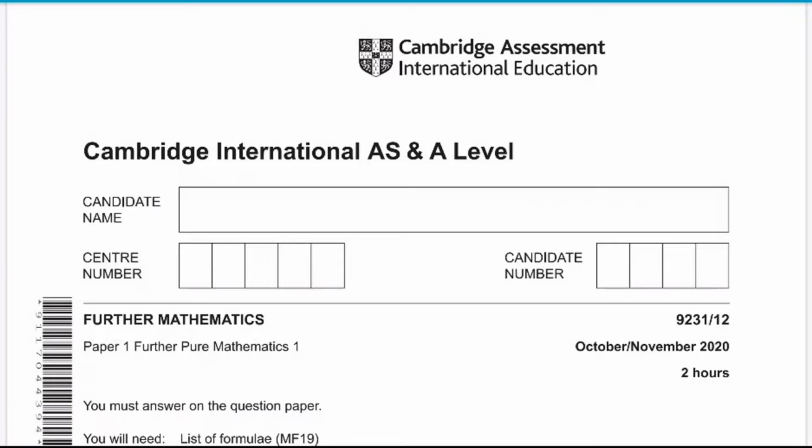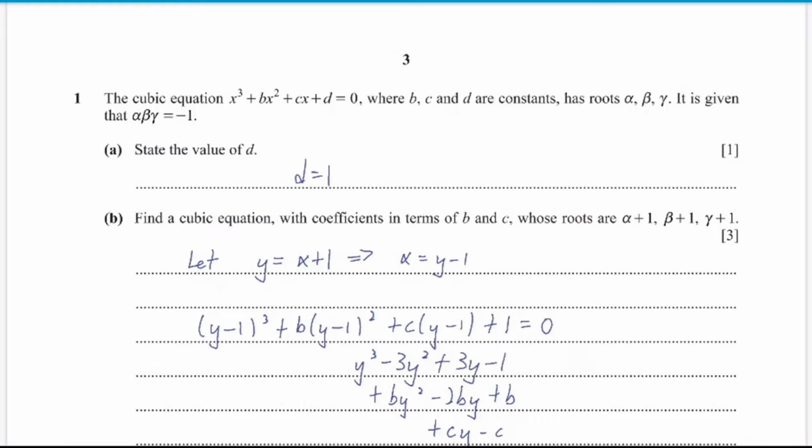Okay, let's look at this set of the paper, October/November 2020, Paper 1, 2. Let's look at the first question. This is a cubic equation, and we have the value of alpha, beta, gamma is equal to -1. The first part of the question already asks us to state what is the value of d.